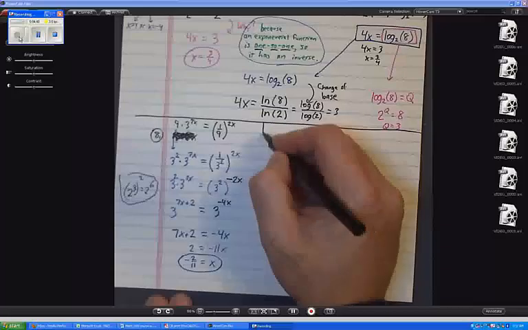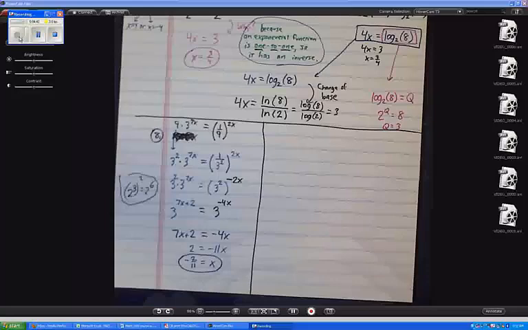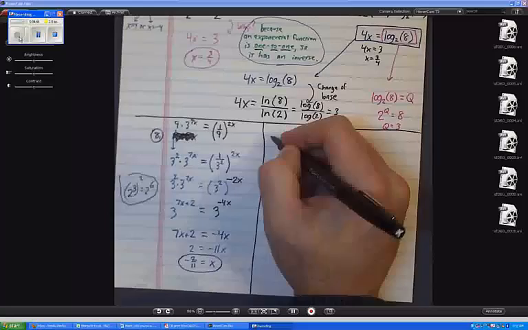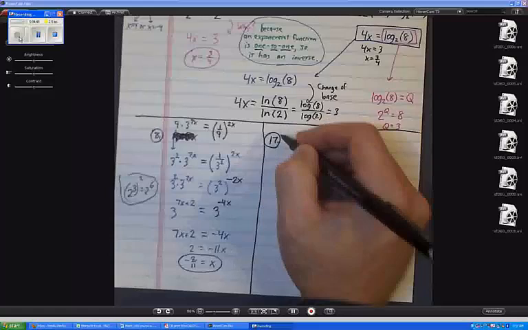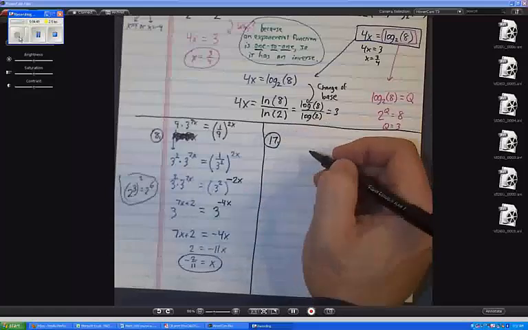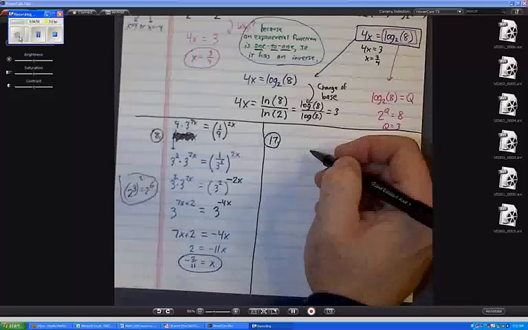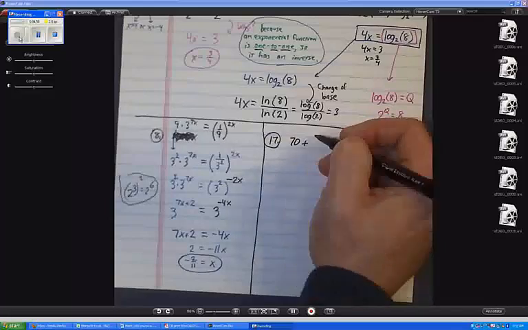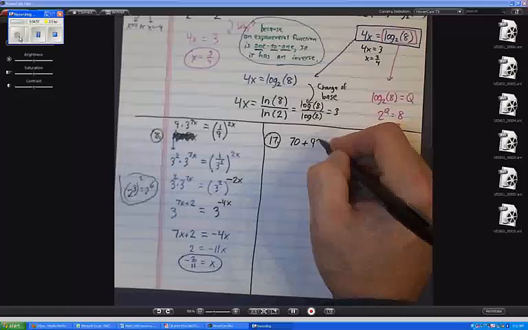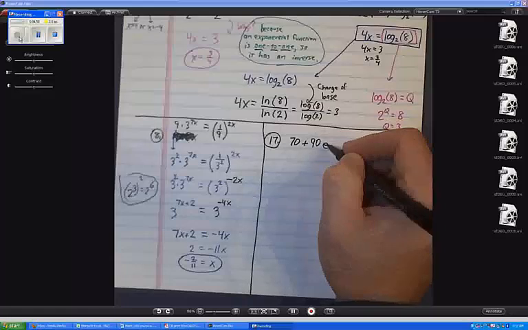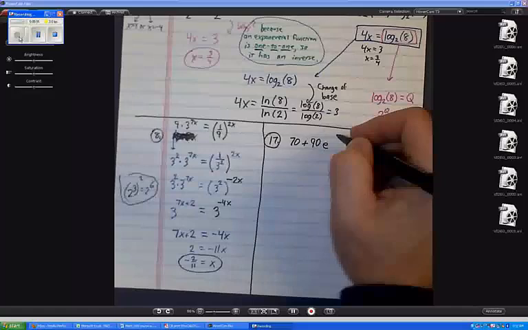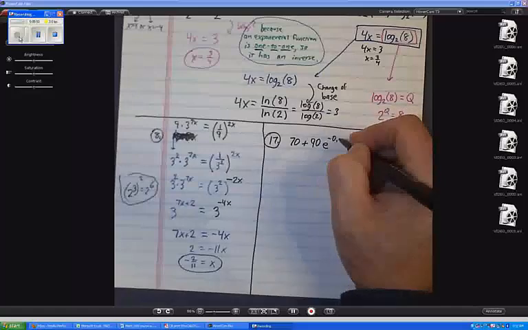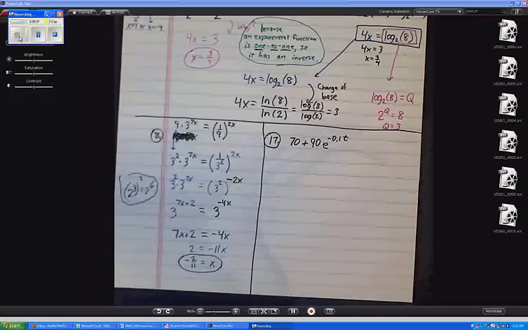I want to give you something with a little bit of a different flavor, I think. Number 17 says we have 70 plus 90 times e to the negative 0.1t equals 75.